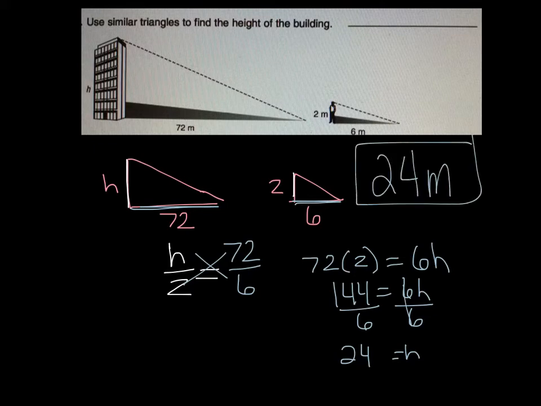Now let's see if that makes sense real quick. How do you get from 6 to 72? From 6 to 72, this is 12 times the length of the shadow, right? The shadow of the building is 12 times longer than the shadow of the man. So since these are similar, the height of the building should be 12 times taller. 2 times 12 is 24, and that's what we got for our answer here.